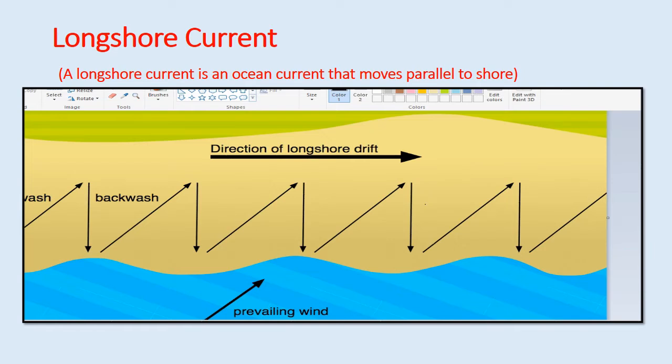When a wave comes from the ocean, suppose this is the swash, and strikes on the coast. When waves reach the beach or the coastline, it releases a vast amount of energy, or a burst of energy, that generates a current. That current moves parallel to the coast.